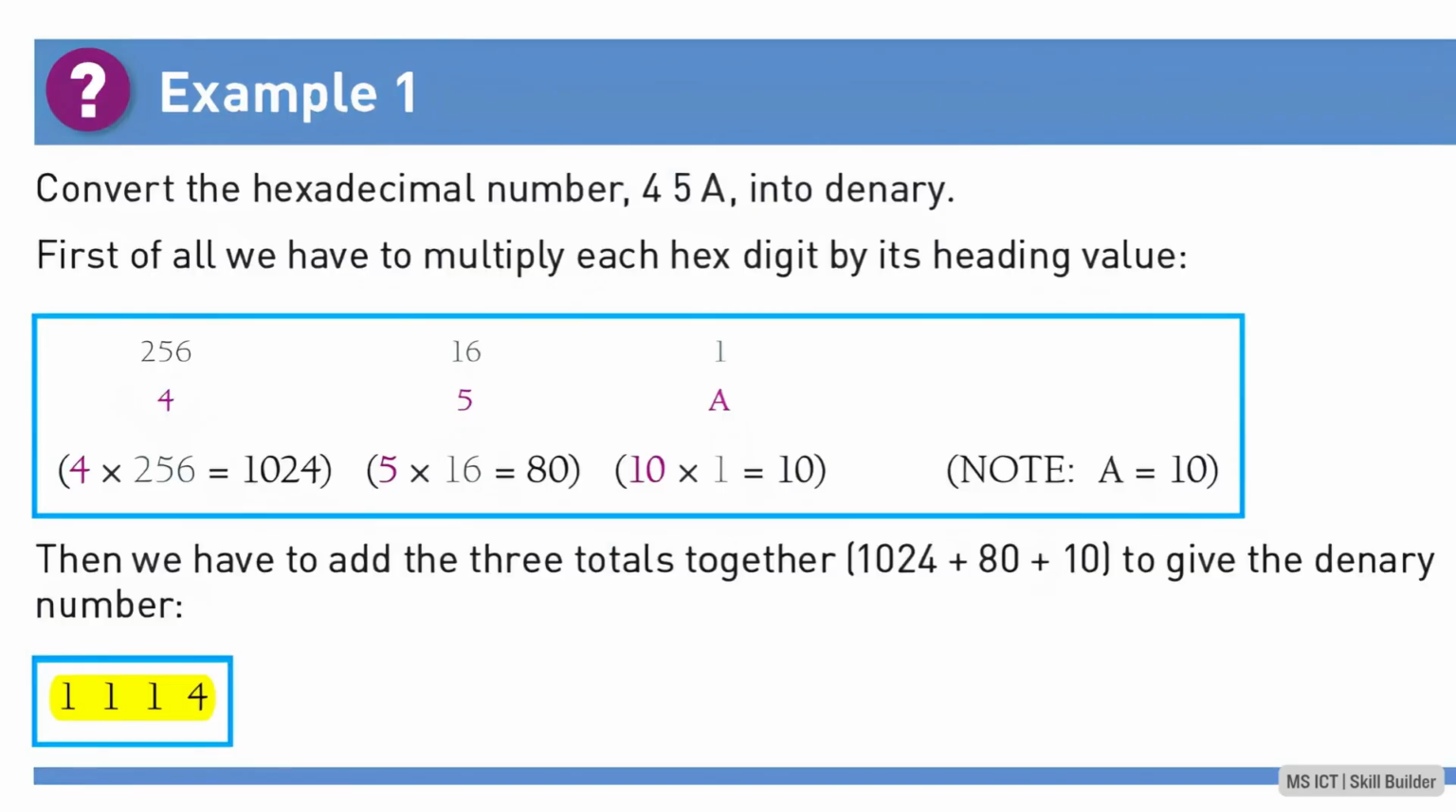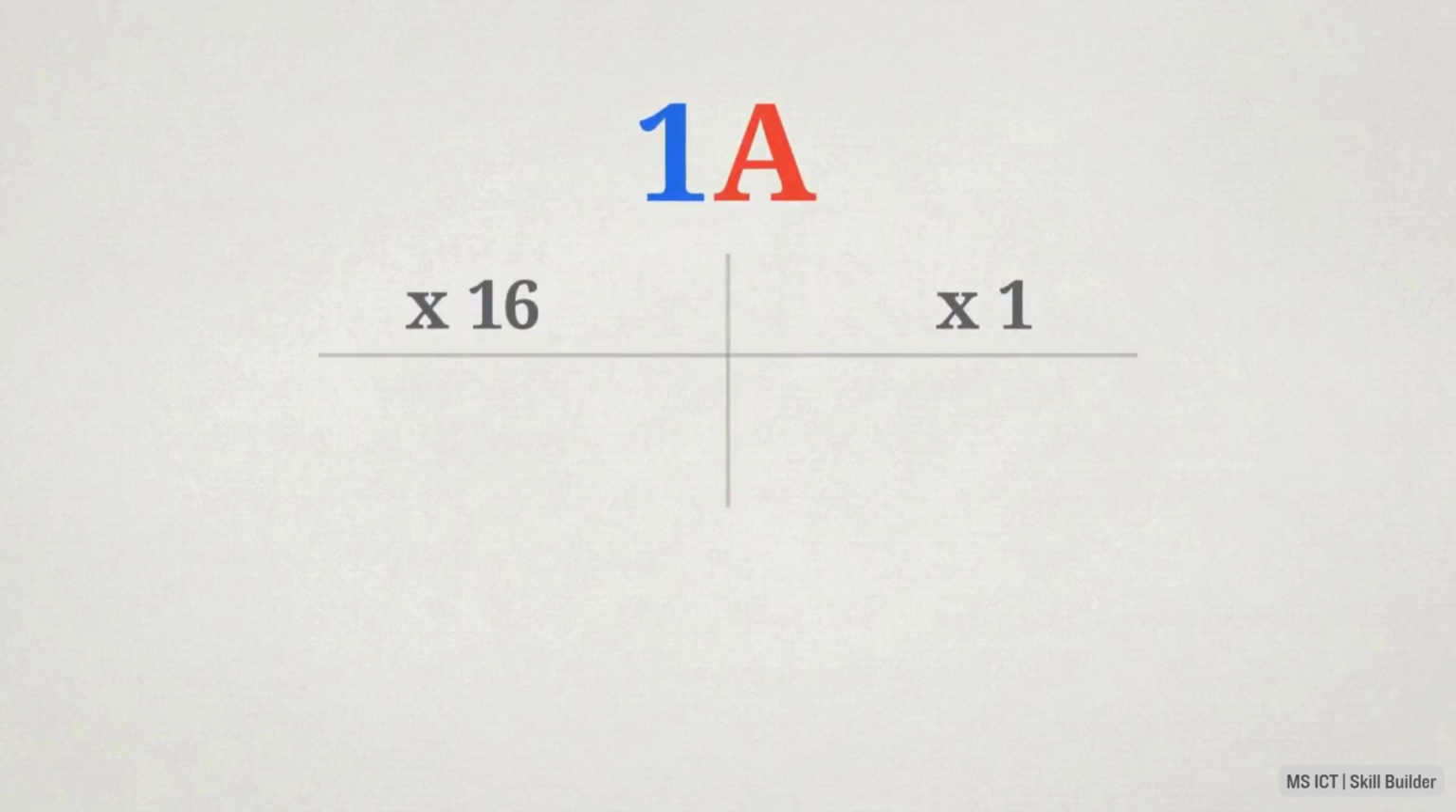Now look at this example showing how we convert hexadecimal into standard human numbers, which we call Denary. We set up place value columns, specifically multiplying by 256, 16, and 1. Notice what happens with the letters. Before you can multiply, you have to swap any letter back to its Denary value. Here, the A becomes a 10 before we multiply it by 1. Take a second to practice this. What is the hex value 1A in Denary? 1 times 16 is 16, plus A, which is 10, gives us 26.